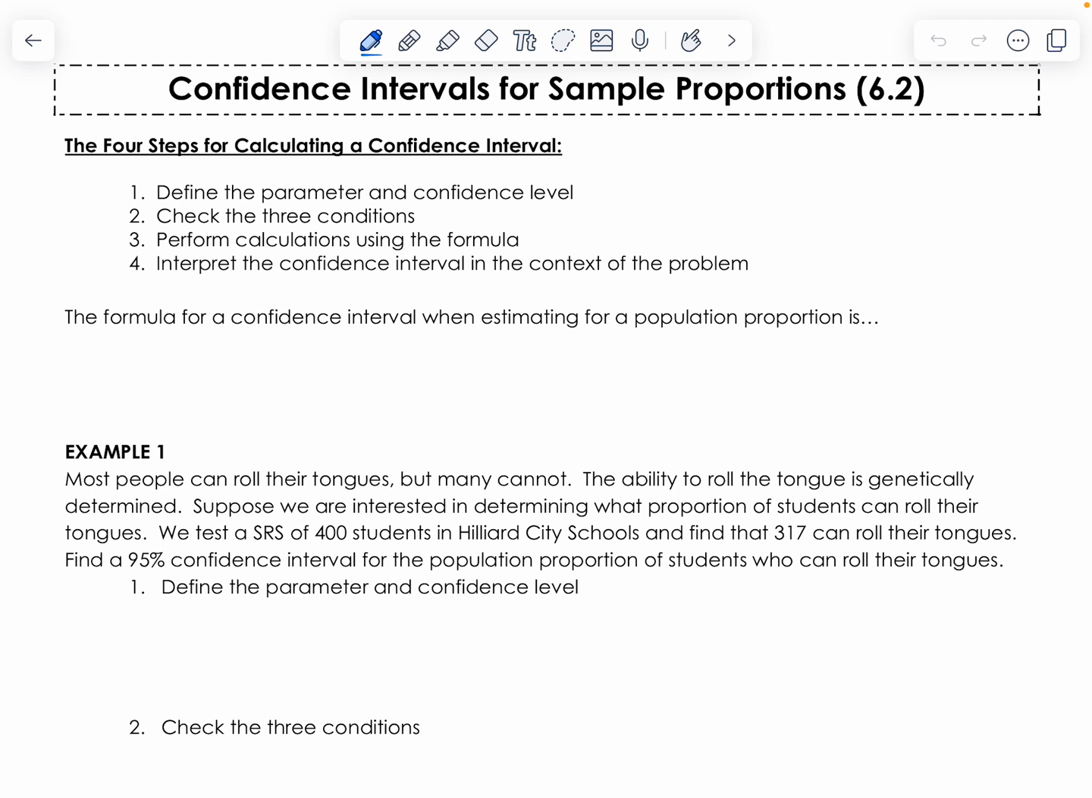And so just to review, our formula from yesterday is p hat plus or minus that critical value, which we learned is a z-score, times the standard deviation of p hat, the square root of p hat times 1 minus p hat over n.